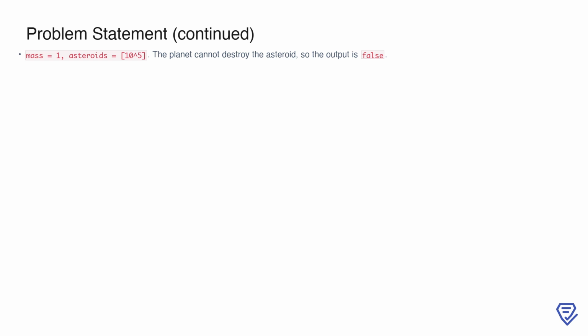To summarize, the problem involves determining whether a planet can destroy all asteroids by sequentially increasing its mass as it destroys each asteroid. The constraints ensure a wide range of test cases, from very small to very large values. For instance, a planet with mass equals 1 and an asteroid array of 10^5 cannot destroy the single large asteroid, so the output is false. On the other hand, a planet with an initial mass of 10^5 and multiple asteroids, each with a mass of 10^5, can destroy all asteroids one by one, resulting in an output of true. By carefully analyzing the initial conditions and the asteroid masses, you can determine the correct output for any given input.